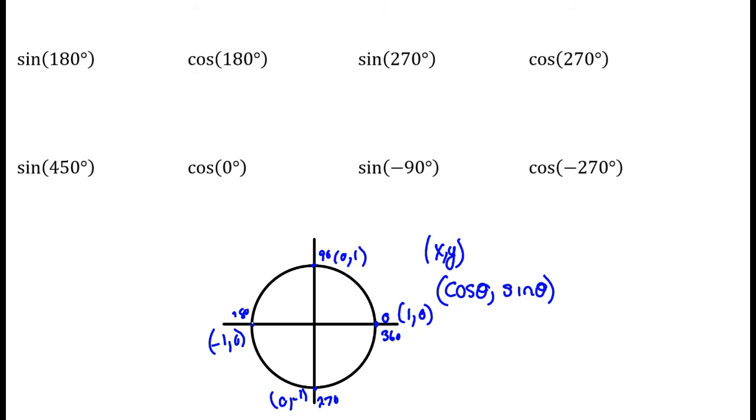Sine of 180. Sine is y, so 0. Cosine of 180, that's our x, negative 1. Sine of 270, that's our y value, negative 1.